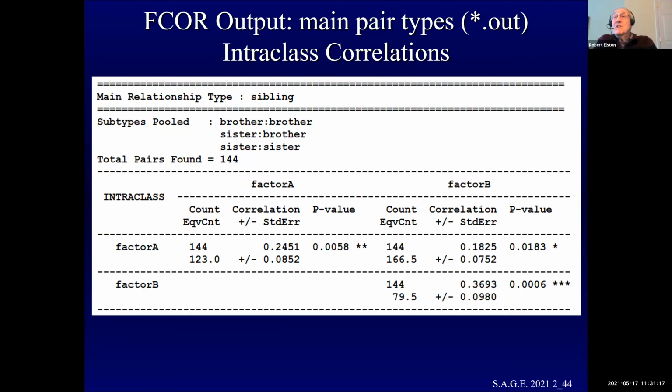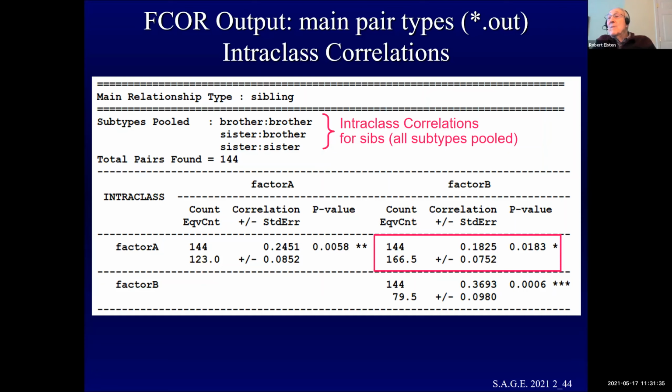So now we're going to look at the sibling subtypes pooled. There's brother-brother, sister-brother, and brother-sister. They are intra-class correlations for sibs, all subtypes pooled. And we can see that the correlation is 0.1825 with a standard error of 0.0752 and a p-value of about 0.02.